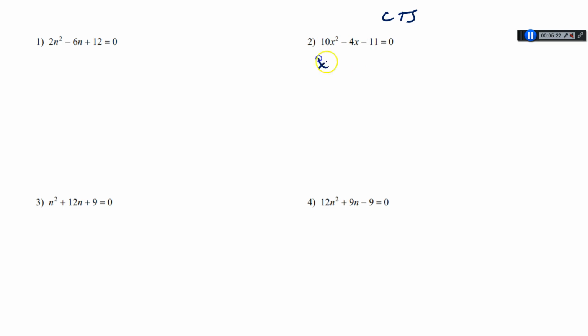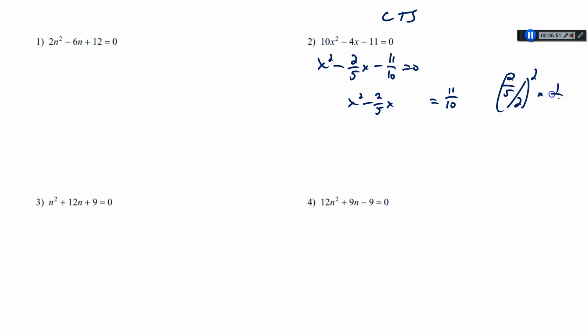So divide by 10, we're going to have x squared minus 4 tenths, that's 2/5 x, minus 11 tenths. We're going to move the 11 tenths to the other side. So we have x squared minus 2/5 x. I'm going to leave a space here so we have room to complete the square, equals positive 11 tenths. Now we're going to take this guy right here, divide it by 2 and square it. So 2/5 divided by 2, that's 2/10, or 1/5.